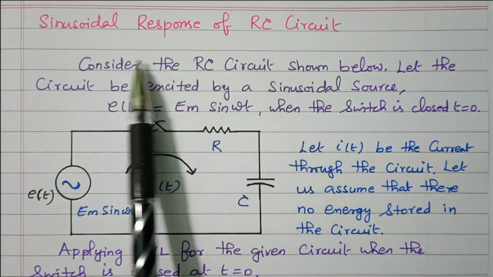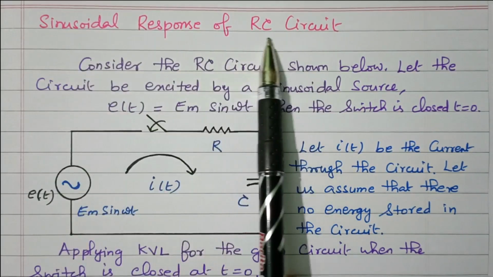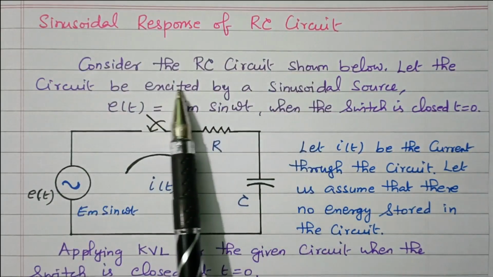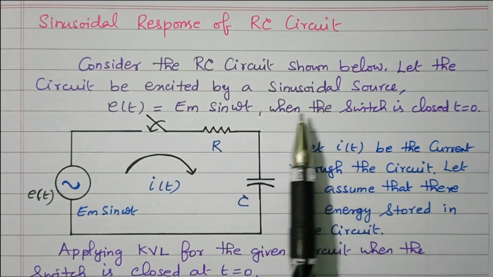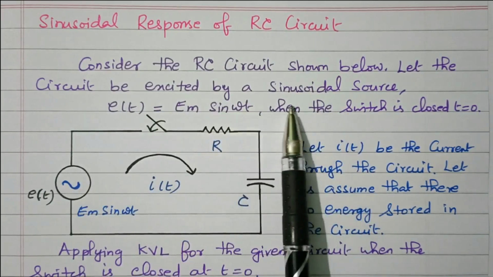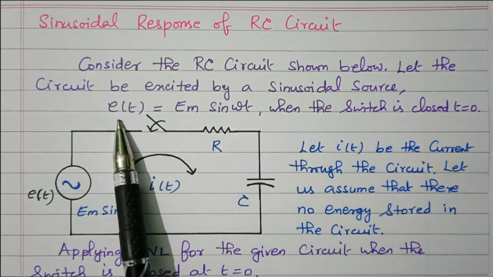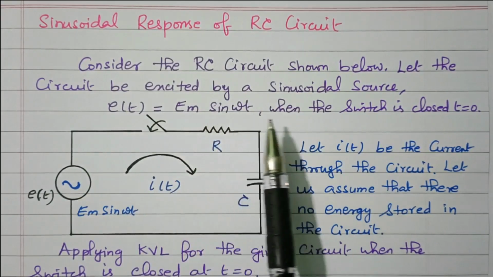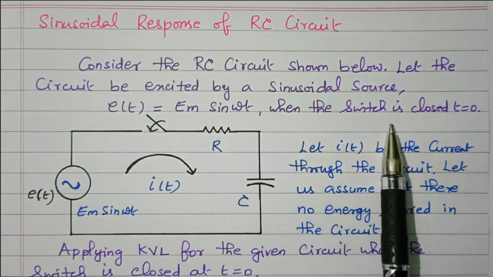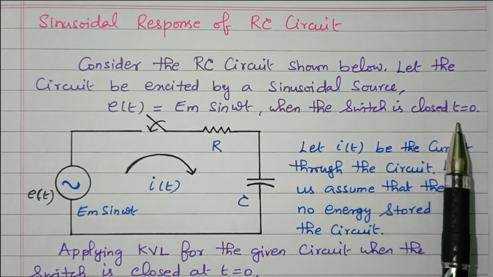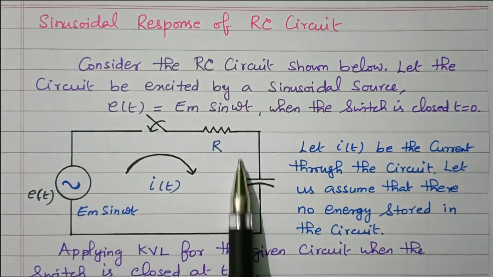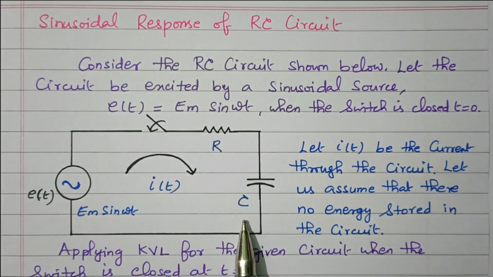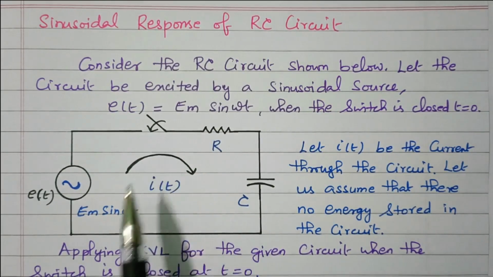Now we will see the topic sinusoidal response of RC circuit. So consider the RC circuit shown below. Let the circuit be excited by the sinusoidal source E of t equal to Em sin omega t when the switch is closed at t equal to 0. So this is the RC circuit. Resistor and capacitor are connected by the switch.